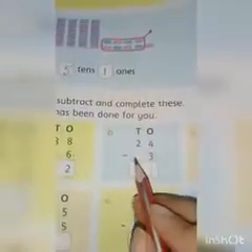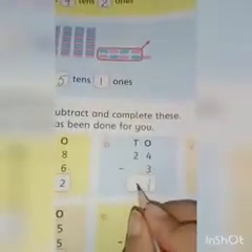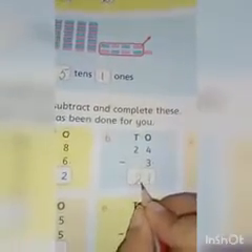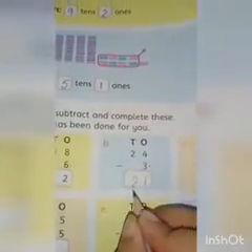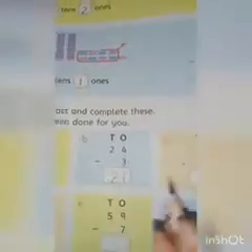Now students, here we have nothing to subtract from number 2. We are going to write the number 2 as it is with the number 1. We got our answer and the answer is 21. In 21, here we have 2 tens and 1 one. Go for the next one.